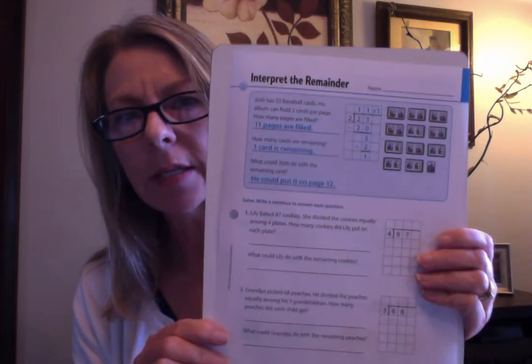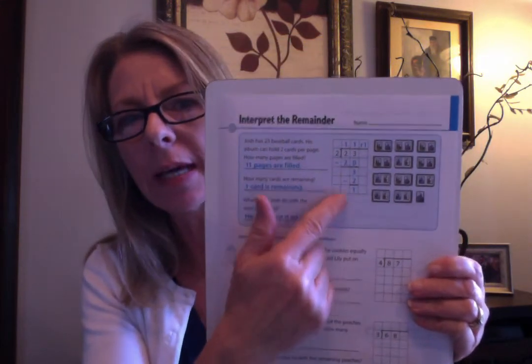And we are skipping page 313 and 14. You can do it if you want to, but I am not assigning it. Okay, so let's, I lost my paper clip. Let's look on page 315, Interpret the Remainder. Okay, so we're just doing what we did with yesterday's work.